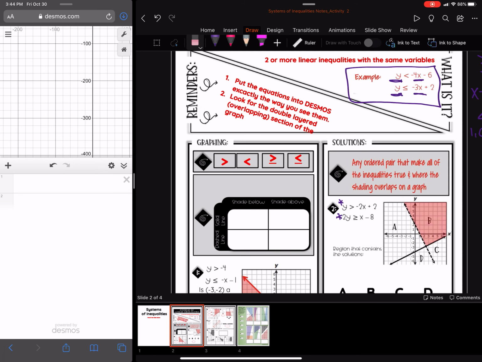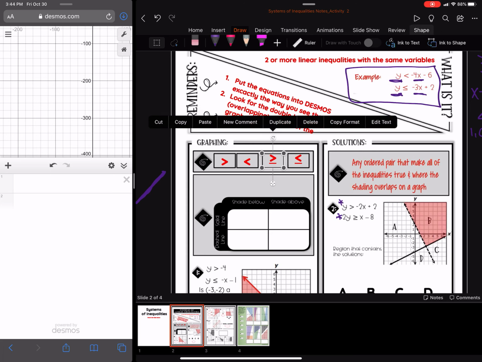We're looking at a solid line. We already know what a solid line means when we're graphing. A solid line means it can equal to. It has the equal to. So we're going to be talking about either this one or this one.